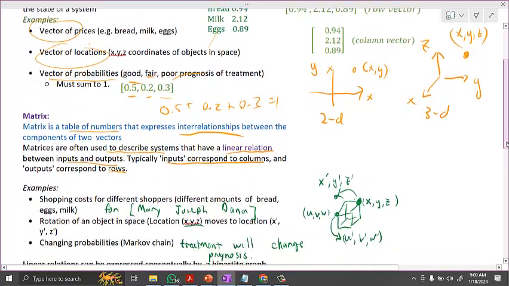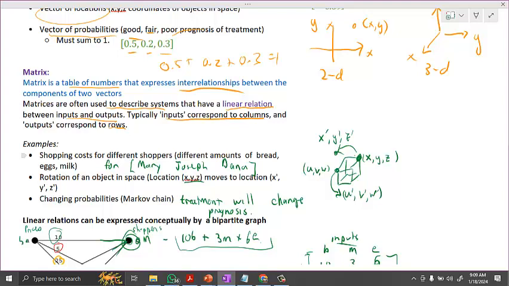Suppose you have 3 different people who are buying food: Mary, Joseph, and Dana. Again, these are American names, but I'm American, so all right. Mary, Joseph, and Dana are all buying milk, eggs, and bread, but they buy different amounts. So the amount of money that Mary spends will depend on the price of milk, bread, and eggs. The amount of money that Joseph spends will also depend on milk, bread, and eggs. The amount of money that Dana spends similarly will depend on the prices.